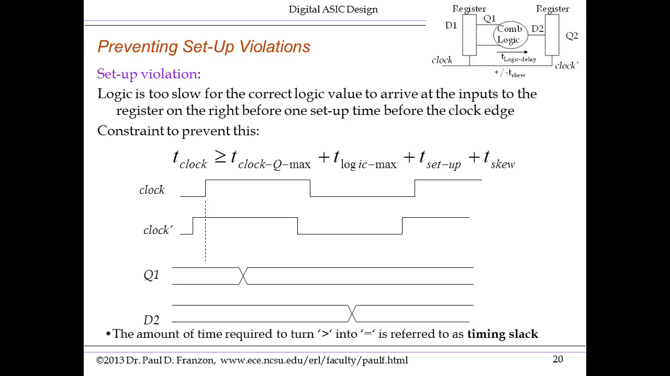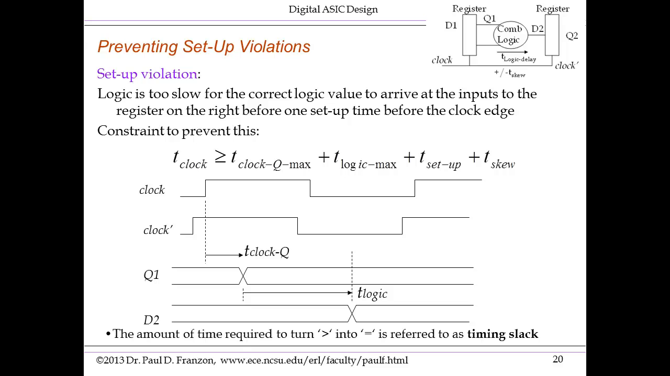Notice it's greater than or equal to. In fact, in the critical path of the design, the tools will make it so that it's equal to. Let's derive this equation pictorially. After the rising edge of the clock, on register 1, T clock to Q later, Q1 of that register changes.